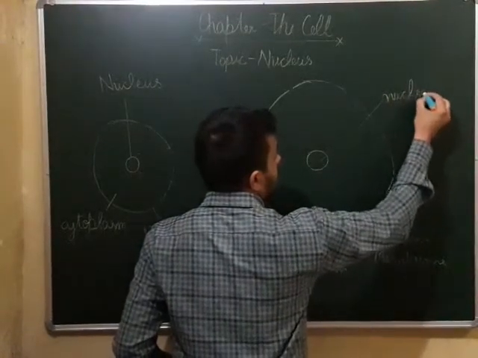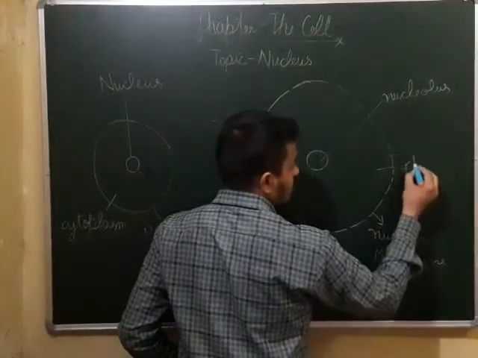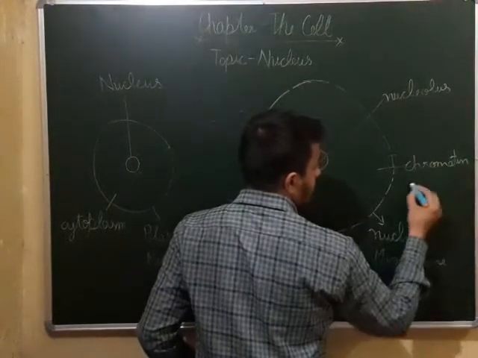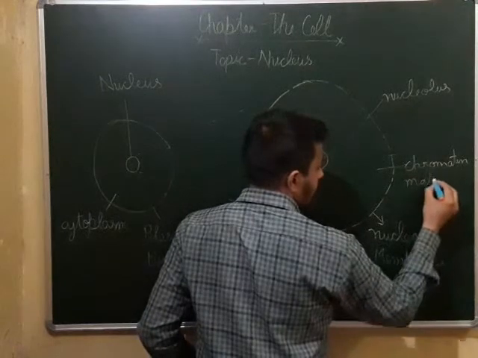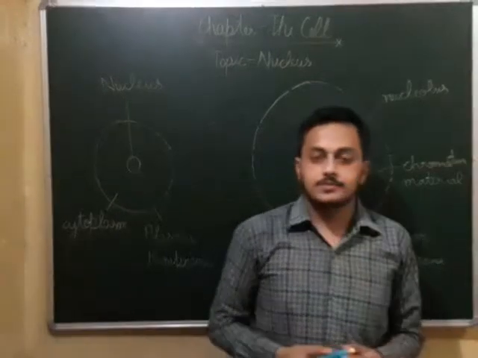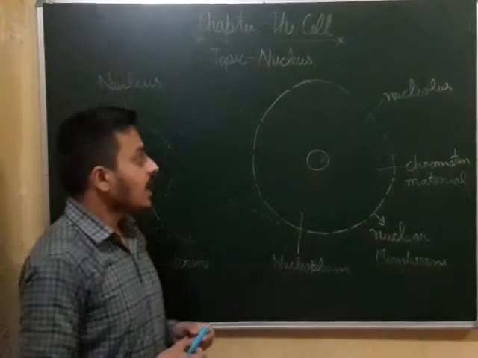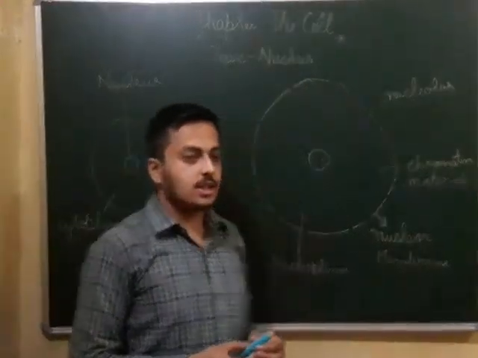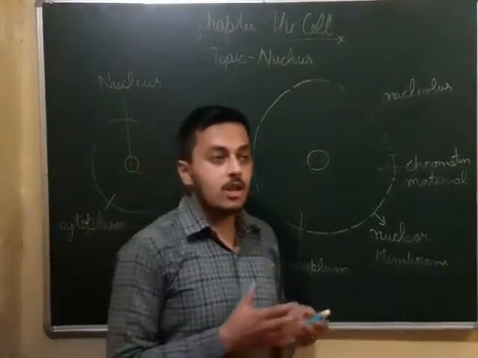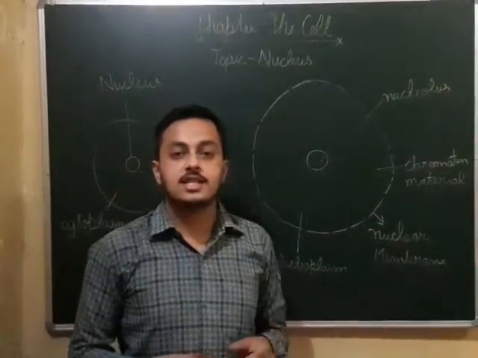And second is your chromatin material. Okay, students. So what happened in the case? What is the nucleolus? Actually, the nucleolus is known by another name, the factory of ribosomes. In the nucleolus, there lies a number of proteins which synthesize the ribosomes.